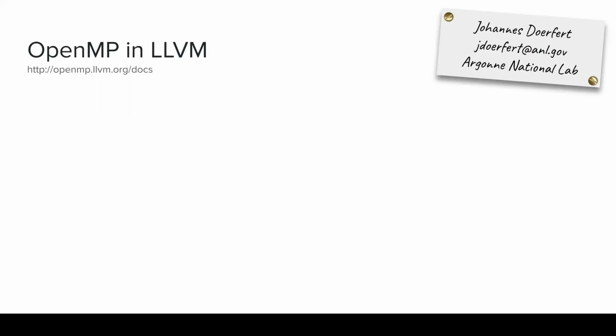Let's start. When you think about OpenMP and LLVM, what you usually think about is Clang's OpenMP handling. So you see the front end, it has an OpenMP parser, OpenMP semantic analysis, maybe with warnings and errors, and an OpenMP code generation part. That is what you usually associate with OpenMP and LLVM.